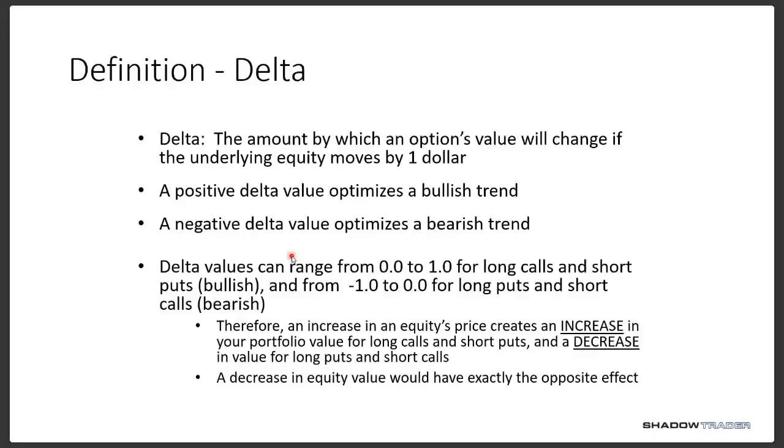Now, if you're short calls or long puts, you have a negative delta, and you're expecting that prices will drop. That means that the short call or the long put on an equity that has falling prices, that option of a short call, long put will increase in value based upon delta only.